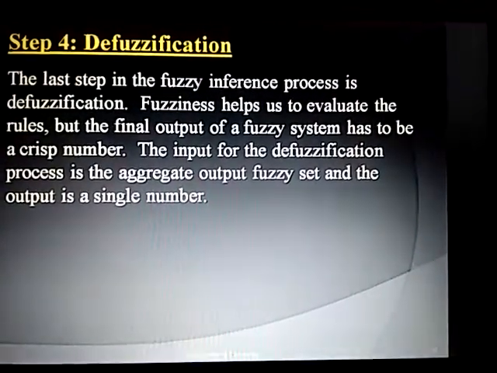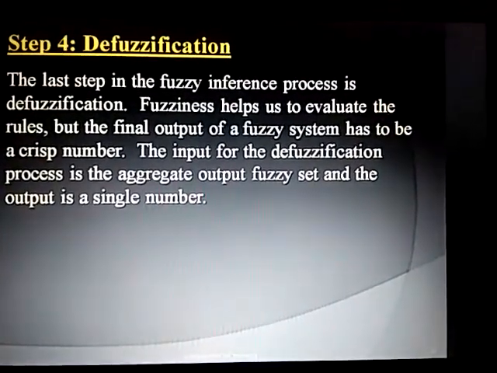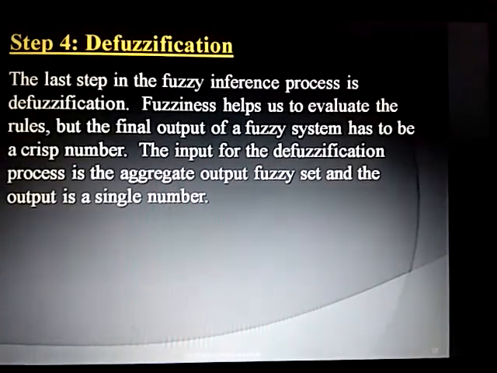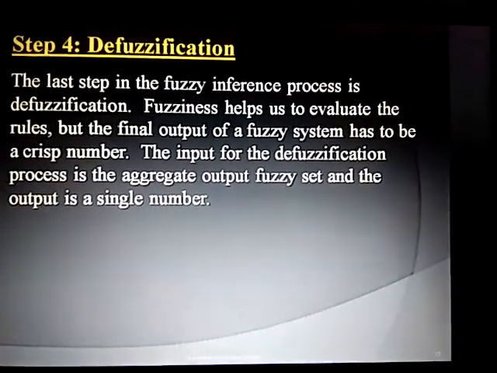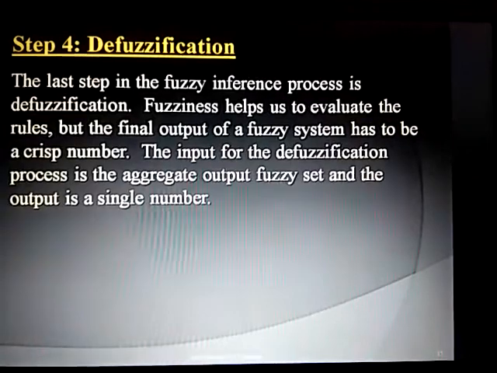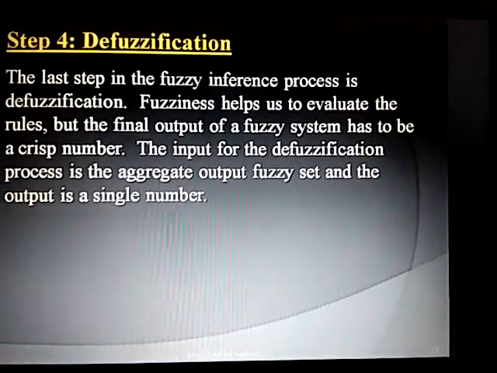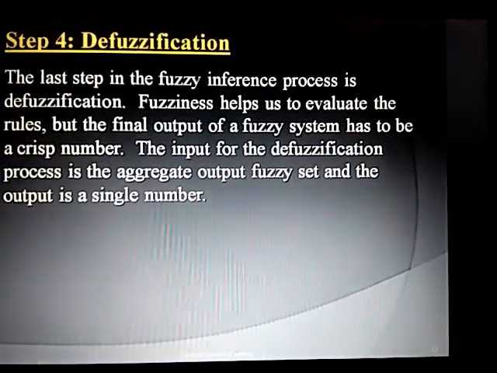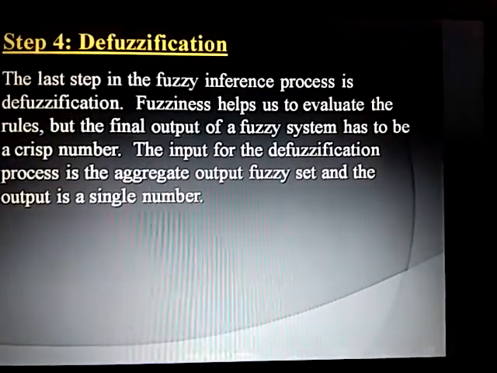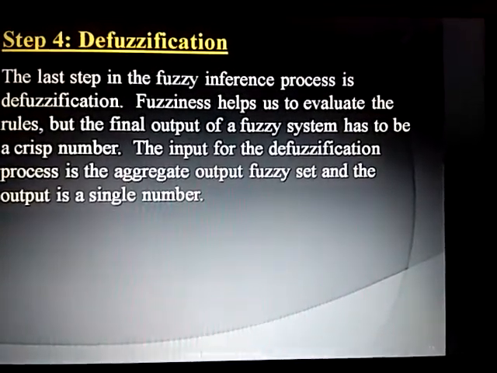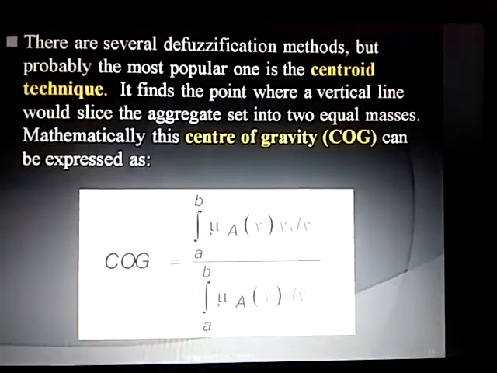It is the last step in the fuzzy inference process, that is the defuzzification. Fuzzification helps us to evaluate the rules, but the final output of a fuzzy system has to be a crisp number. The input of the defuzzification process is the aggregated output fuzzy set, and the output is a single number.